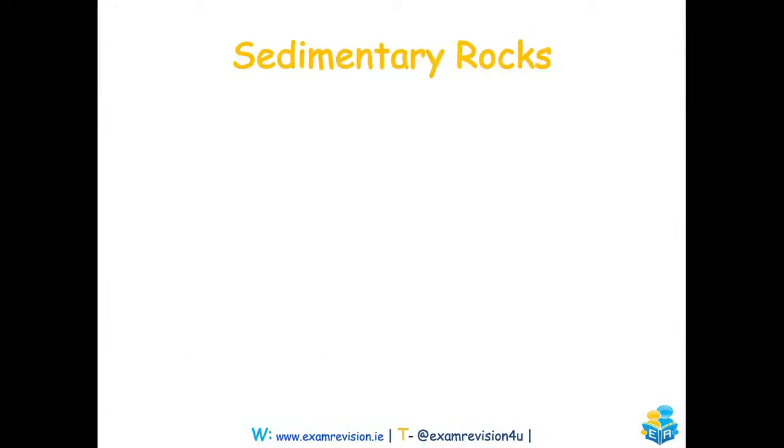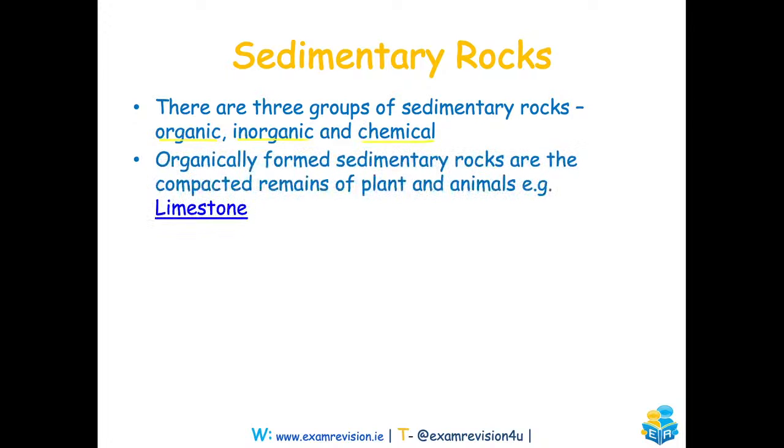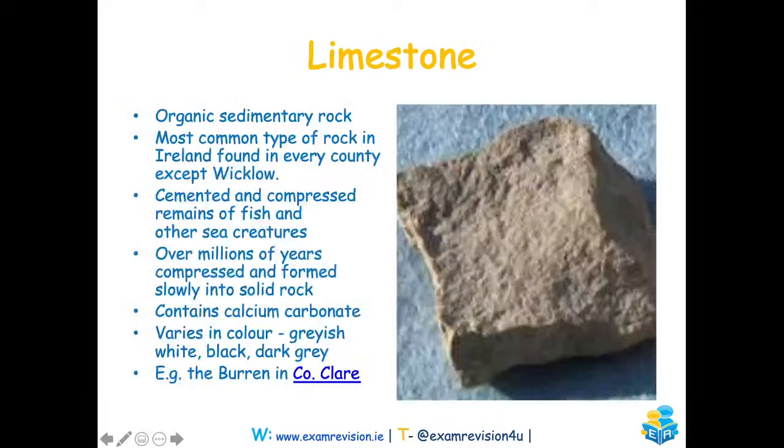The next one is there are 3 different groups of sedimentary rocks. We've got organic, we've got inorganic, and we've got chemical. We're going to look at each one now. So organically formed sedimentary rocks are compacted remains of plants and animals. And an example would be limestone. And I'll quickly bring you to an example of a limestone rock. So it's an organic sedimentary rock.